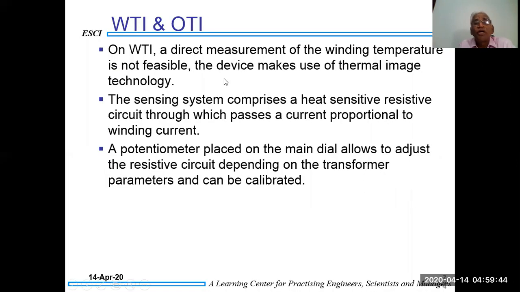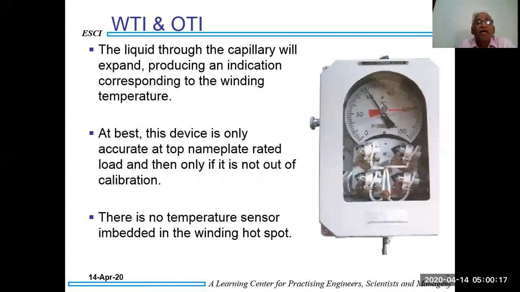On WTI, a direct measurement of winding temperature is not feasible. The device makes use of thermal image technology. The sensing system comprises a heat-sensitive resistive circuit through which passes a current proportional to the winding current. A potentiometer placed on the main dial allows adjustment of the resistive circuit depending on the transformer parameters and can be calibrated. The liquid through a capillary will expand, producing an indication corresponding to the winding temperature.